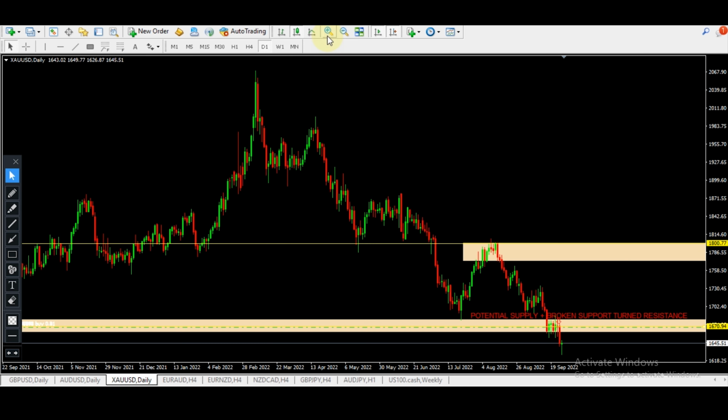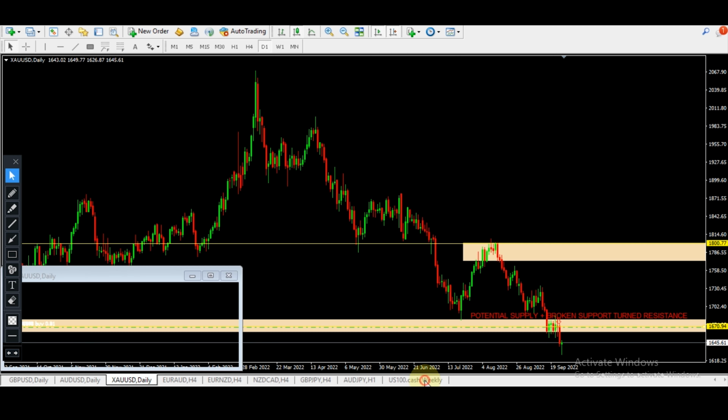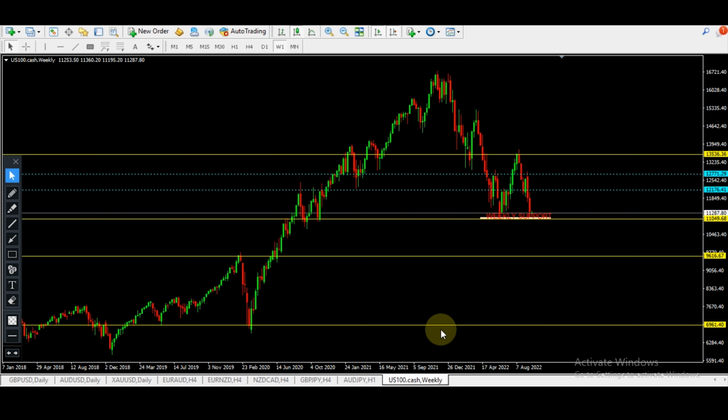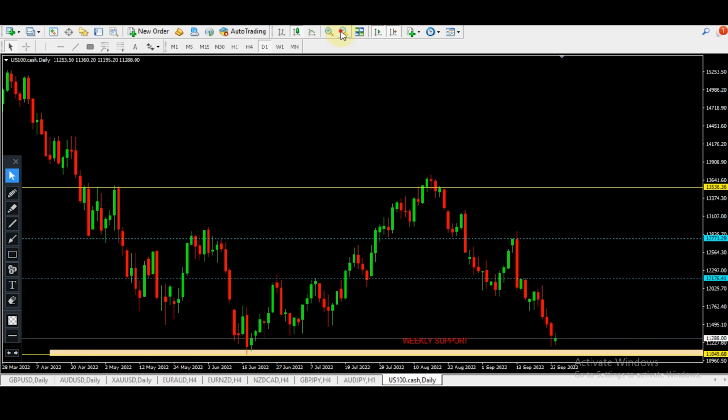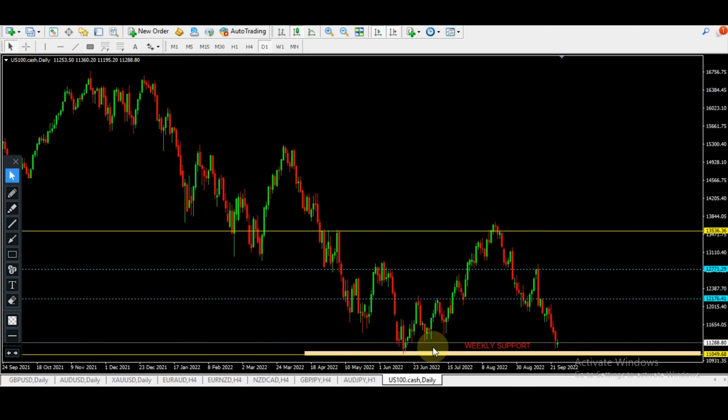And then moving on to the next pair, which is the Nasdaq, US 100 cash. So if I zoom in, we can see that we are currently at the weekly support. And if we were to go one time frame lower on the daily, we can see we're still at the support, which is at the weekly.